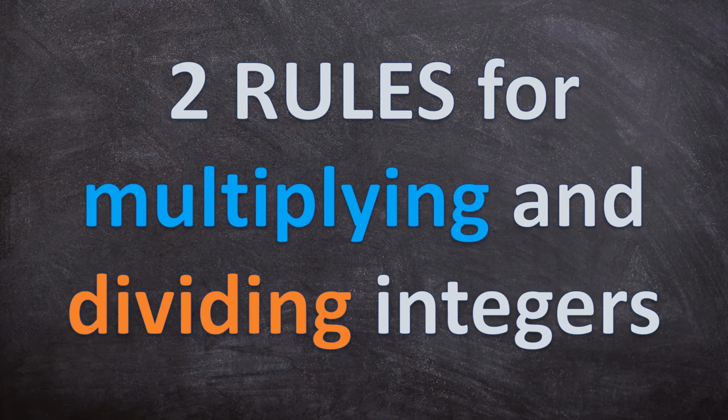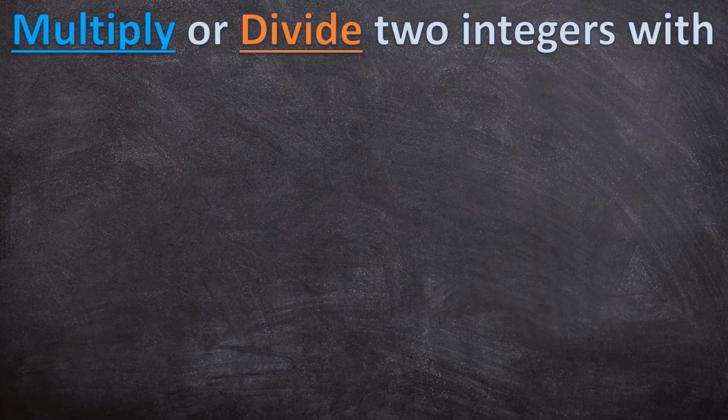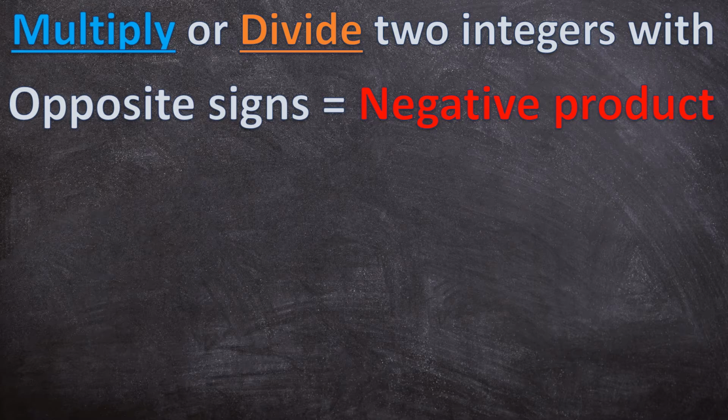So when you are multiplying and dividing with integers, there are two rules. You can apply both these rules when you are multiplying or dividing two integers. The first rule, when you are multiplying or dividing two integers with opposite signs, you're going to have a negative product, a negative answer. So when you have a positive times a negative, you will have a negative answer. Or when you have a negative times a positive, you will also have a negative answer. And this rule also counts for division.